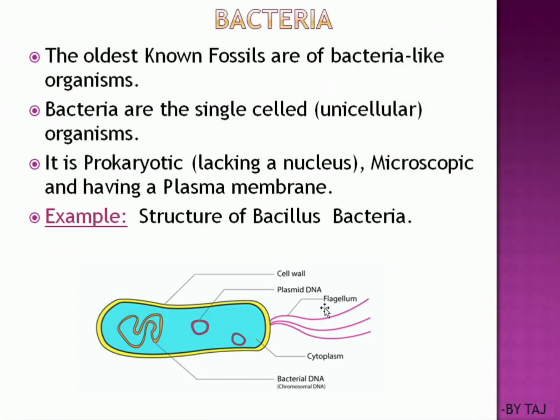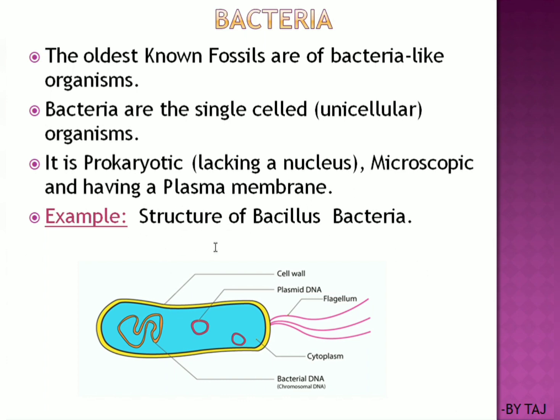Fossils are bacteria-like organisms. You will get many examples for bacteria; I have mentioned Escherichia coli, Nitrobacter and Nitrosomonas. Here, in bacteria, this is the oldest known fossil. Bacteria are single-celled, that is unicellular organisms. They are prokaryotic, which means they lack a nucleus. Under the microscope, we can observe this microorganism. It is externally covered with a membrane called the plasma membrane.